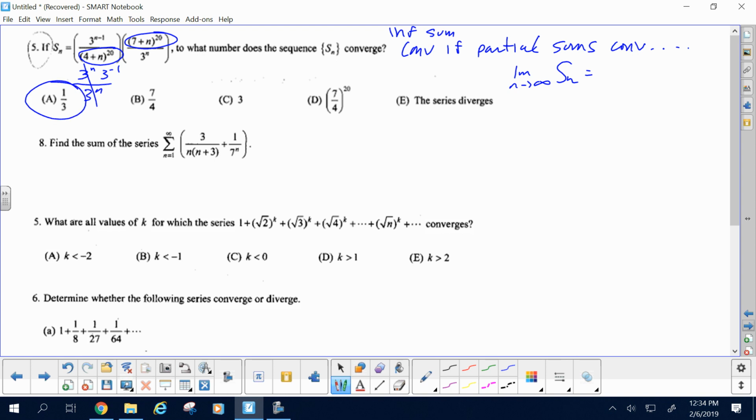Okay, please don't mistake s sub n for a sub n. That is a partial sum formula, not a term formula. Now, if they said that's a sub n, well, you're good. It diverges, but that wasn't the question. All right.